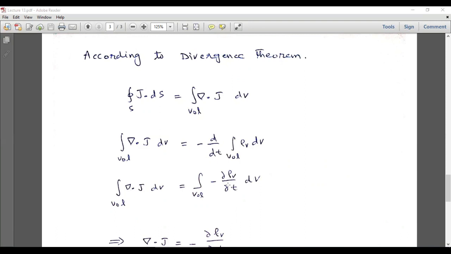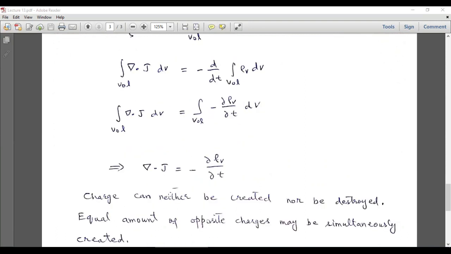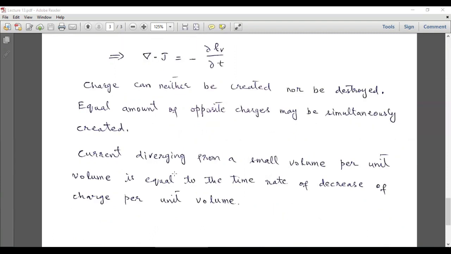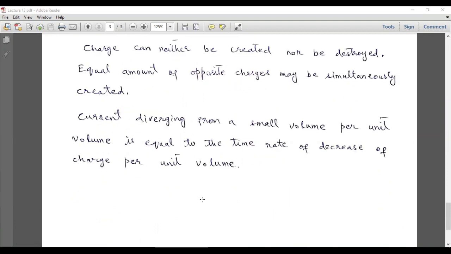So if we compare these two sides of this expression, we will get del dot j equal to minus partial rho v over partial t. So this is the final expression, and that expression is the mathematical form of continuity of current. And the statement of continuity of current is the charge can neither be created nor be destroyed. Equal amount of opposite charges may be simultaneously created. And this expression can be stated as current diverging from a small volume per unit volume is equal to the time rate of decrease of charge per unit volume.